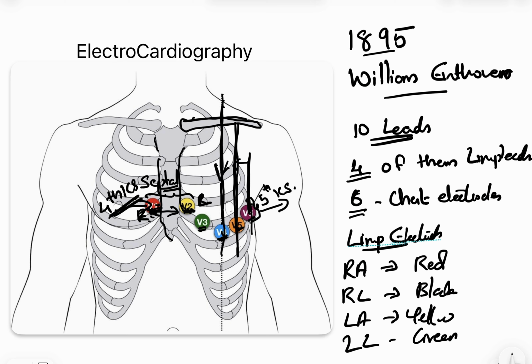And V3 and V4, when you look at the person, this is the front portion of the person. So V3 and V4 are in the anterior part of the body. They are called anterior electrodes.